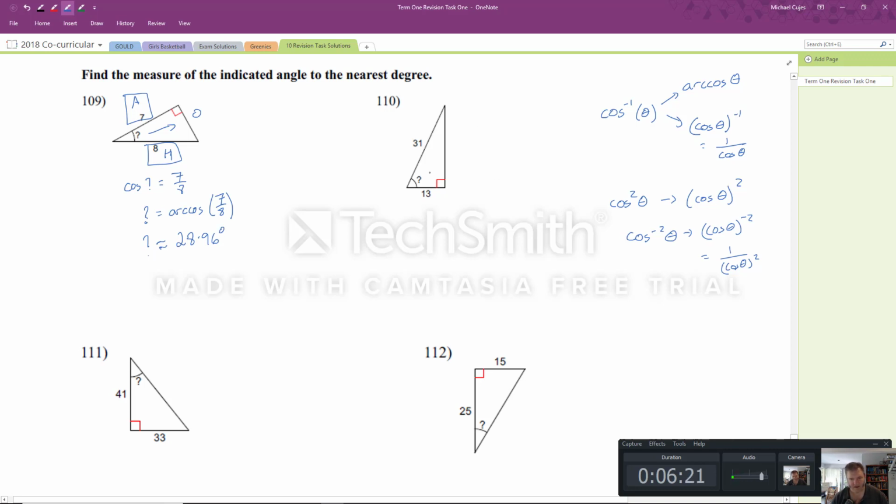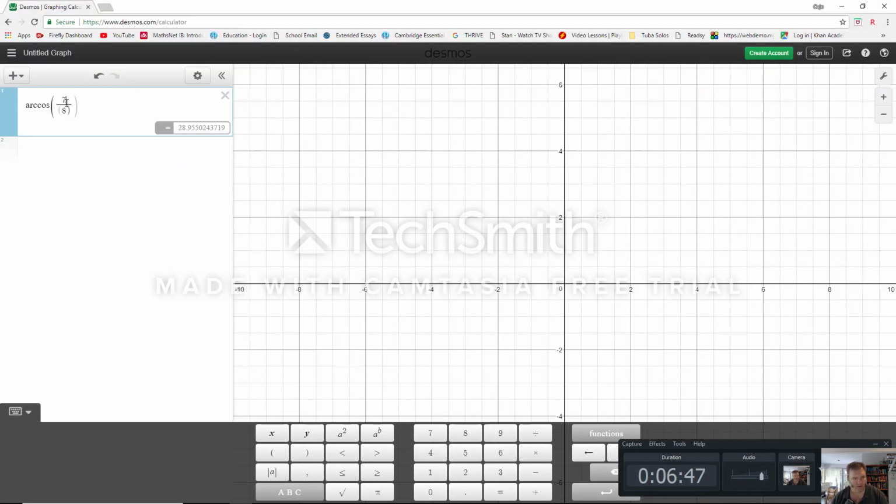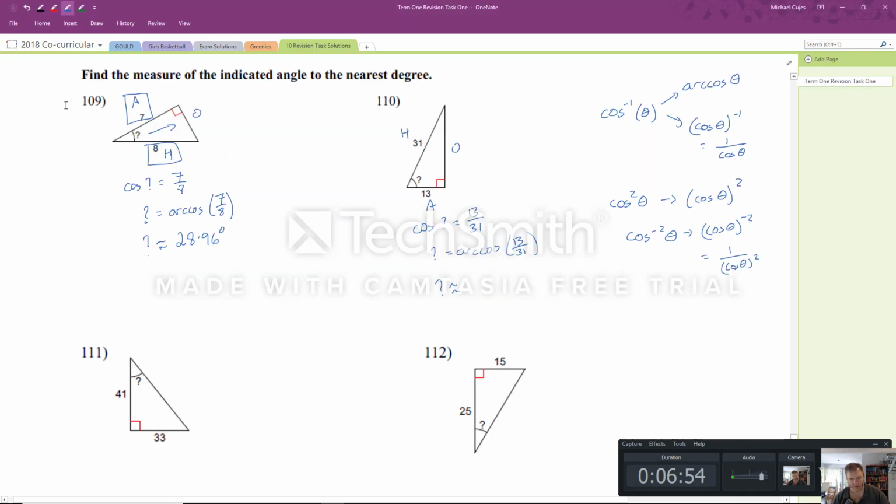Over here, let's go again. So here we've got an angle. Oh, look, this is adjacent. That's opposite. And that's a hypotenuse. So it's a cosine again. So the cosine of the question mark is equal to the adjacent divided by the hypotenuse. What's the question mark angle going to be? It's going to be arc cos of 13/31. Question mark is approximately equal to 65.2 degrees.